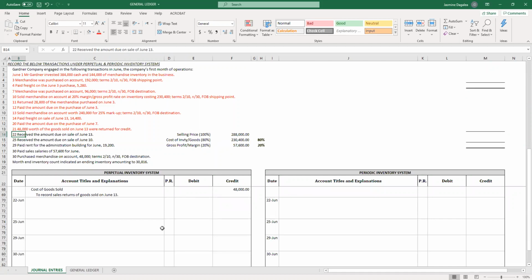Receive the amount due on sale of June 13. So, you sold on June 13, sold merchandise on account worth 240,000. So, binayaran na daw kayo. First, you check if may discount. Meron ba? Meron, ma'am. So, what is your entry pag may discount? Binayaran ka na daw ng client mo. Debit cash. Debit cash, magkano? 35,200.